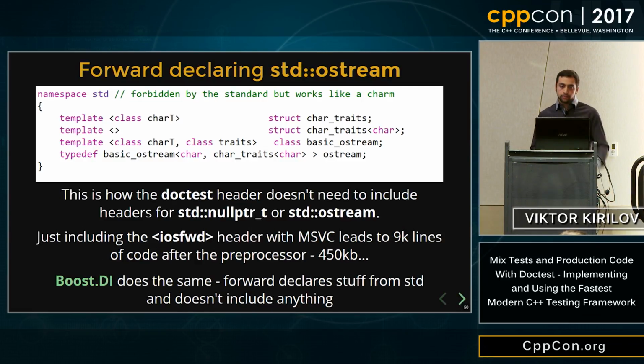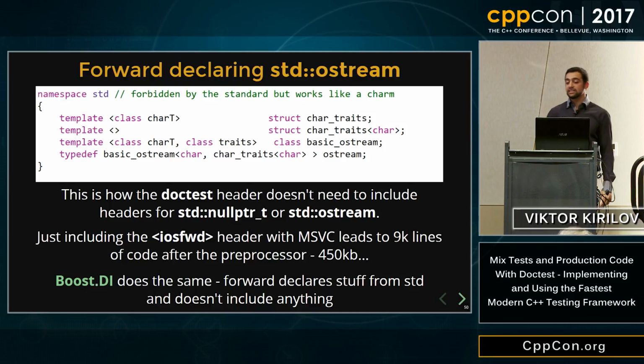So I need some types from the std namespace in my interface, but I don't want to include anything. For example, for std::stream, there is the iosfwd header, but in the case of Visual Studio, when I include that header, after the preprocessor, without comments and macros, I'm left with 9,000 lines of code. And that's like 8 times more than my interface entirely. So I don't want to include that header. So I just forward declared std::stream myself.